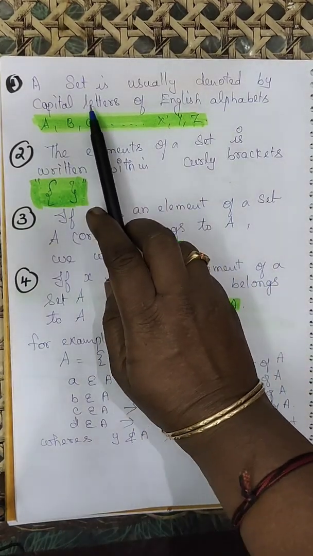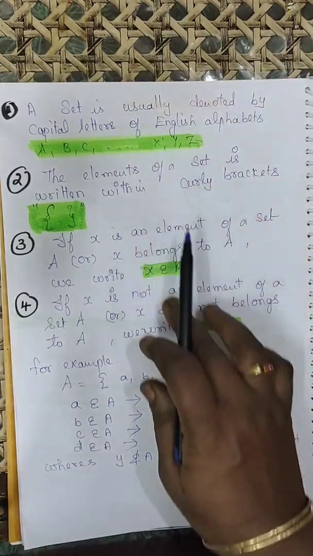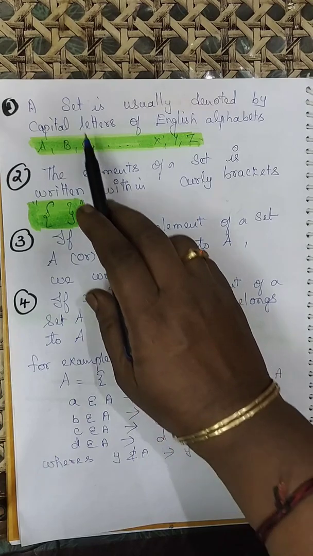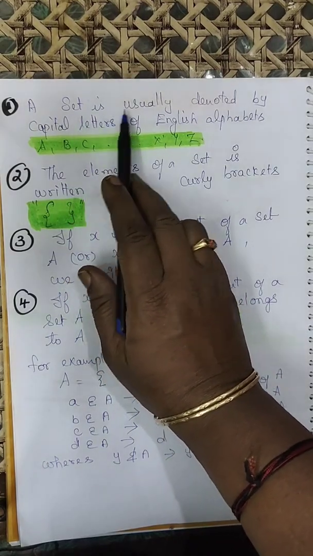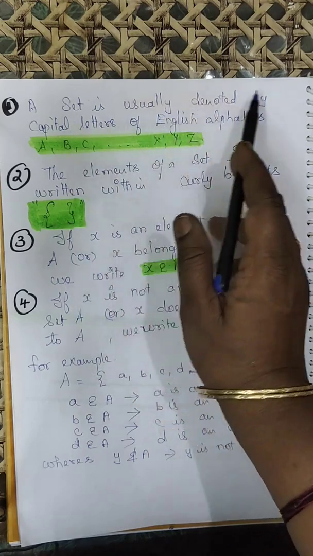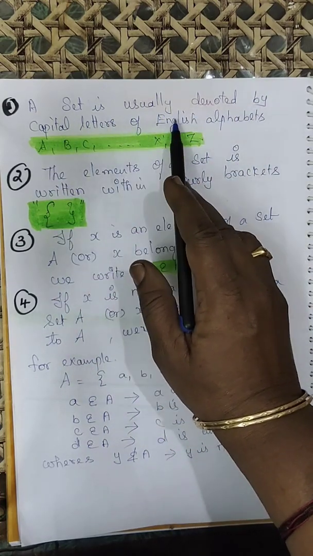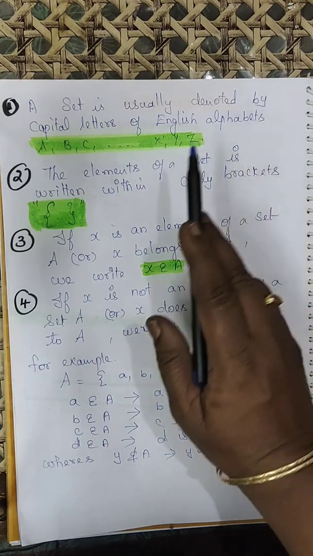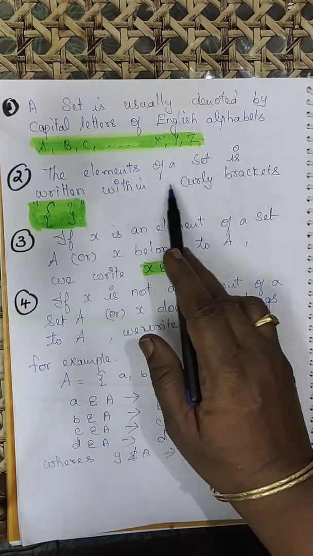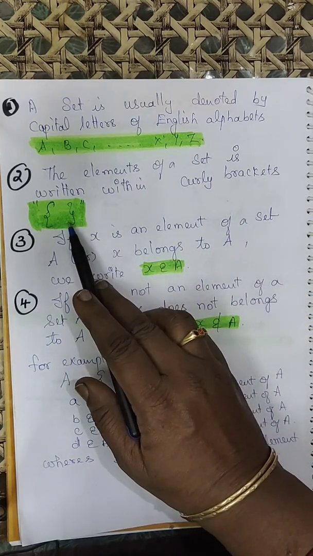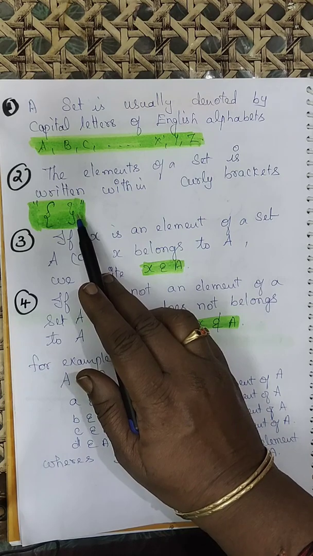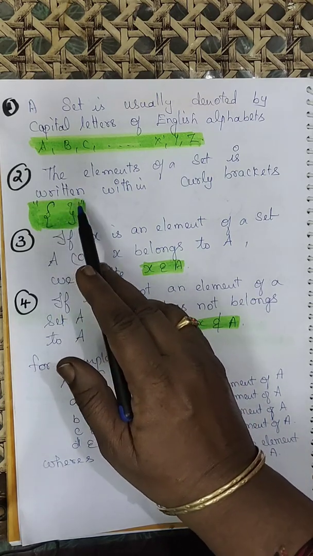Now, when you are asked for your identity, you say your name, isn't it? Likewise, a set can also be named with the English alphabets. That is, a set is usually denoted by capital letters of the English alphabet. The second one, the elements of a set are written within curly brackets. It is supposed to write the elements of a set inside a curly bracket.